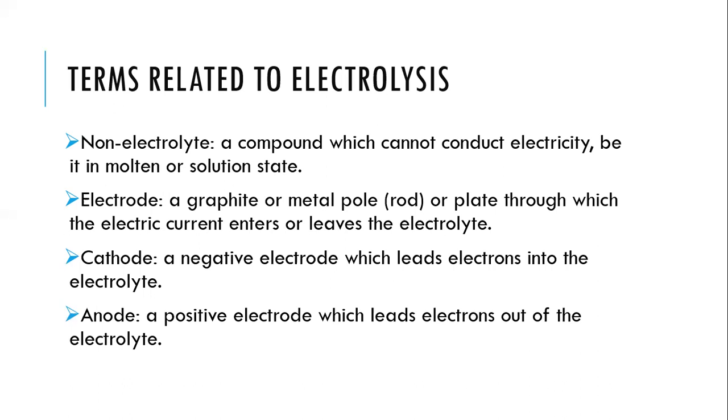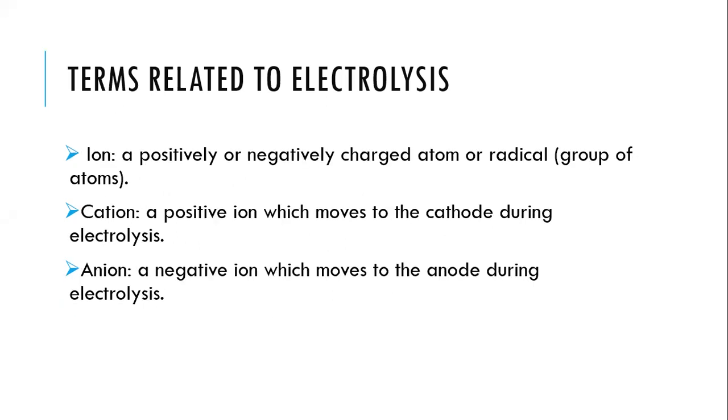Cathode, this is the negative electrode which leads electrons into the electrolyte, while the anode is the positive electrode which leads electrons out of the electrolyte. Ion is the positively or negatively charged atom or radical. That means the group of atoms.